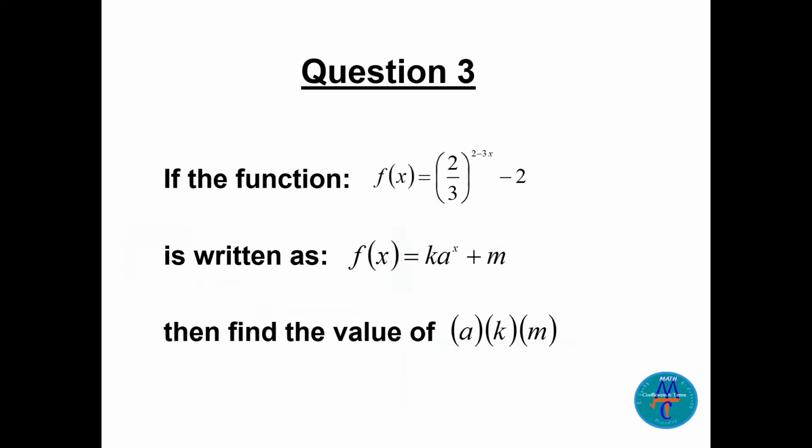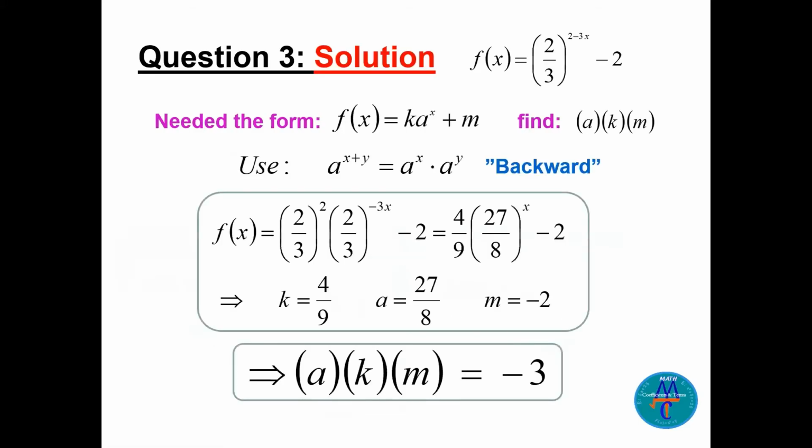Question number 3, if this exponential function is written as f of x is equal to k a to the power x plus m, find the value of a times k times m. So here we have to play with the powers. We can write this as a to the power x plus y will be a to the power x times a to the power y. This is using the exponents backward.